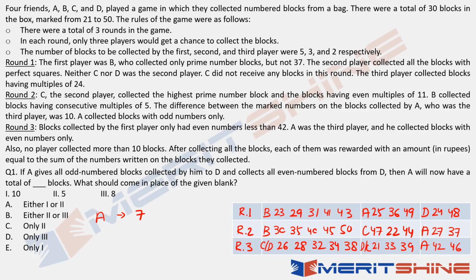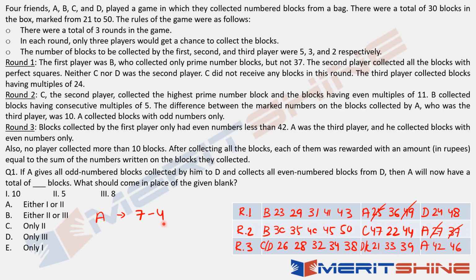What is A doing now? A gives all odd numbered blocks collected by him to D. Let's first do this operation quickly. Odd numbered blocks. Where are the odd numbered blocks? A gives 25. A gives 49. 25, 49, then 27, then 37. You can just mark them quickly. So 25, 49, 27, 37. These four are odd numbers, so they would be gone from A.